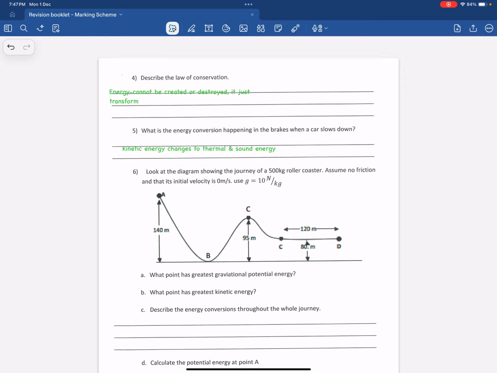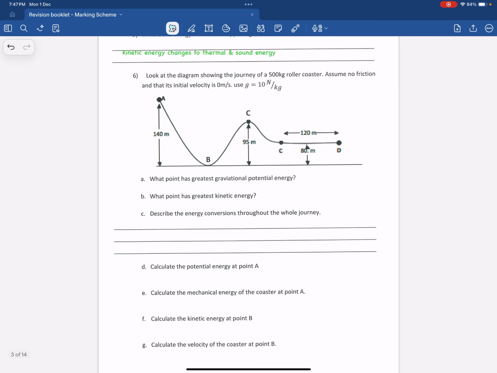Now the next question we have got here, question number 6. Now we have got a diagram. They have A, B, C, D. You see this one is the highest point, definitely having the highest potential energy, because they'll say which point has the greatest potential energy: A straight away. Which one is the greatest kinetic energy, which is the lowest one, which is B. I hope you understand what I'm trying to say, because at B point the gravitational potential energy is minimum, and at A point the kinetic energy is minimum, so of course A has the potential energy.